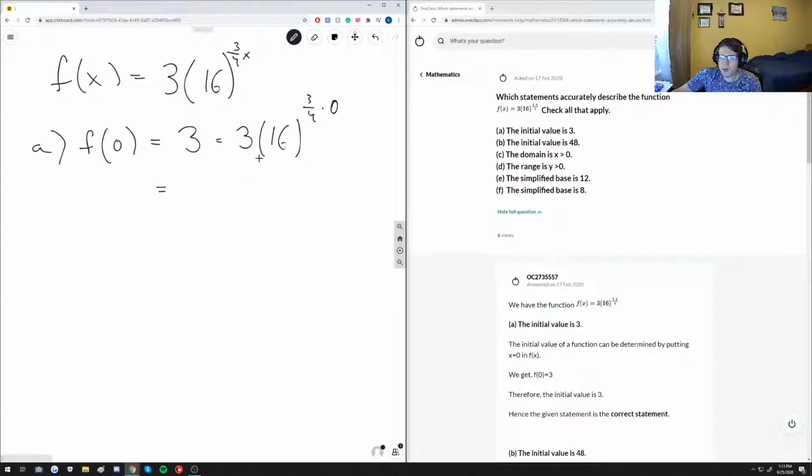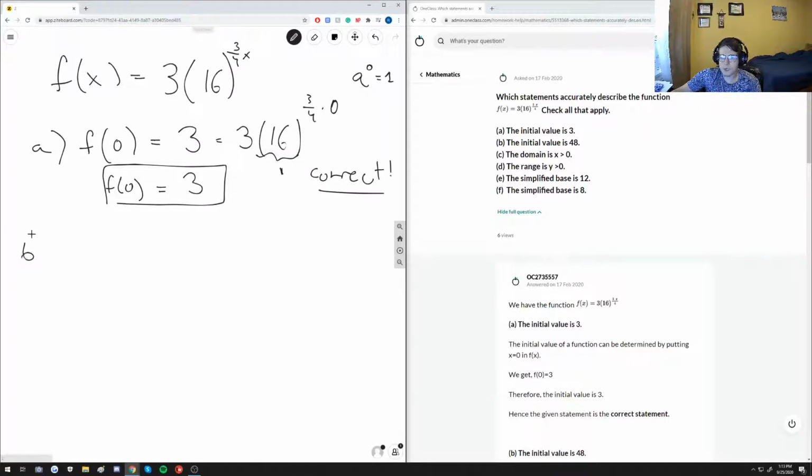Now, whenever you have any number a raised to the 0 power, that's always 1. So we know that this term is equal to 1. So it would just be 3 times 1, which is 3. So f of 0, the initial value of f, is equal to 3. So this is correct.